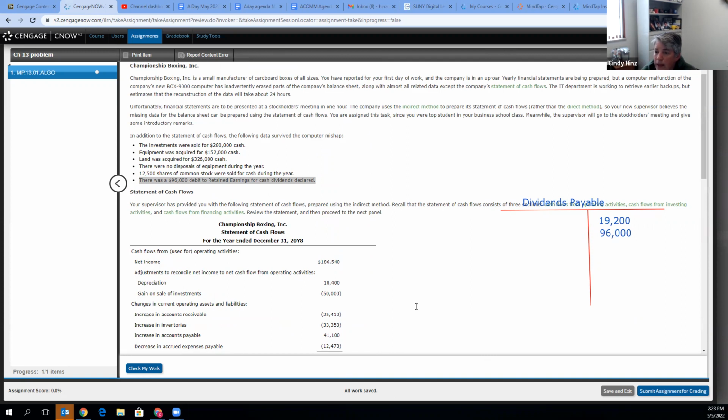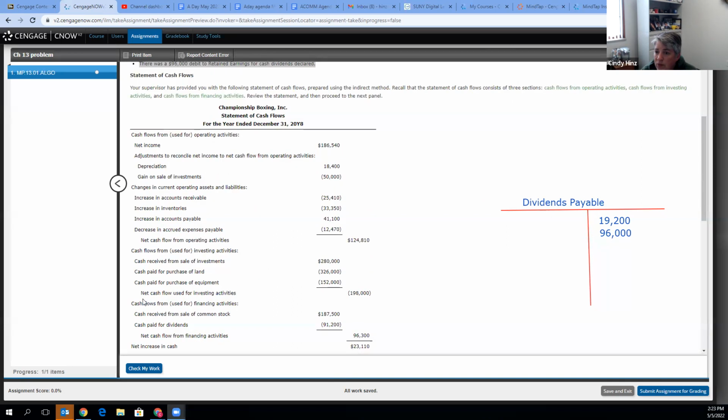Okay. What else do we know? We see right here in the financing section that the cash we paid for dividends was $91,200. So that entry, remember the reason that there's a difference here between the cash we paid and the change to dividends payable is because of the difference.